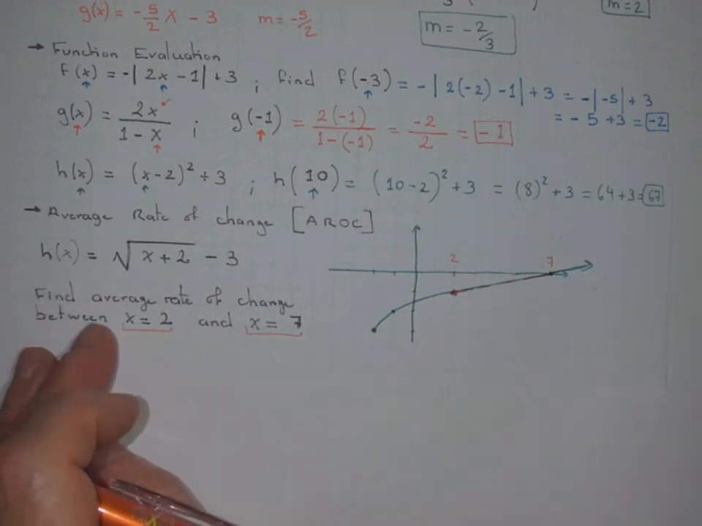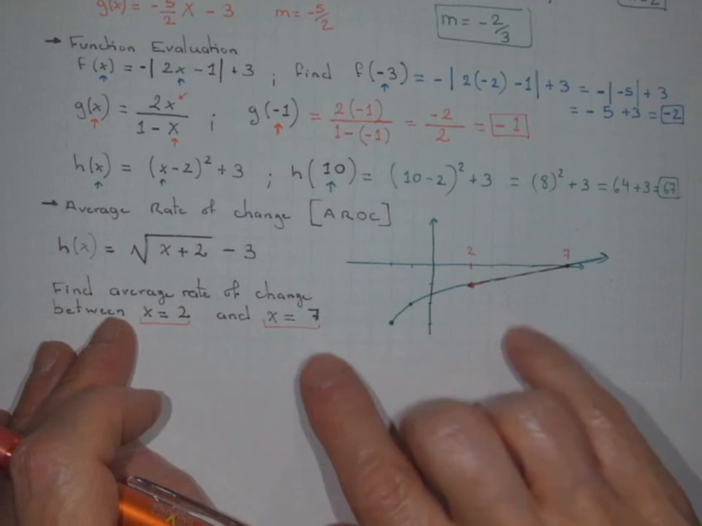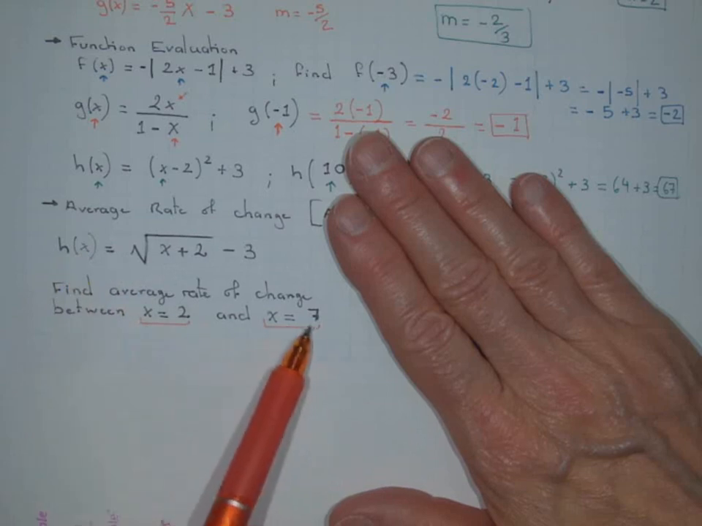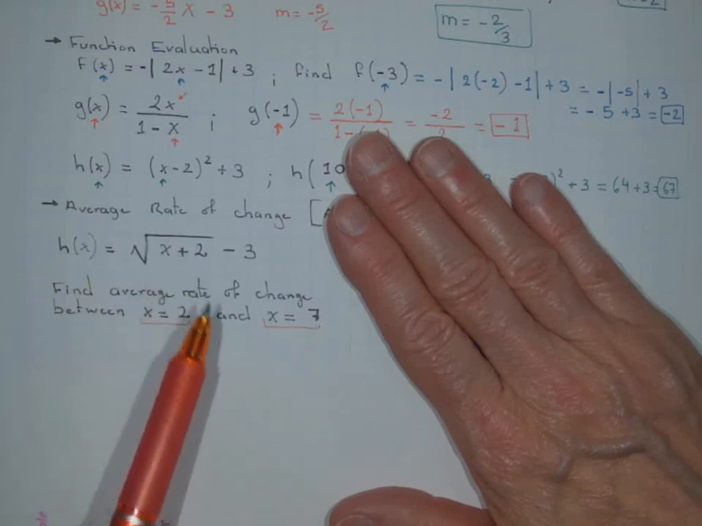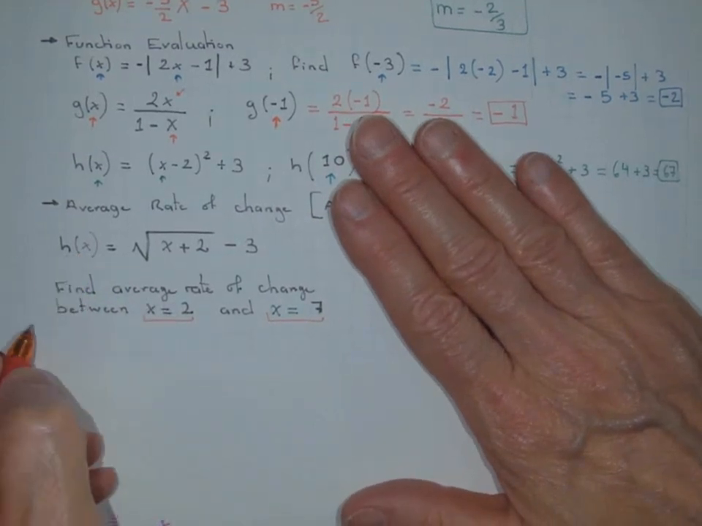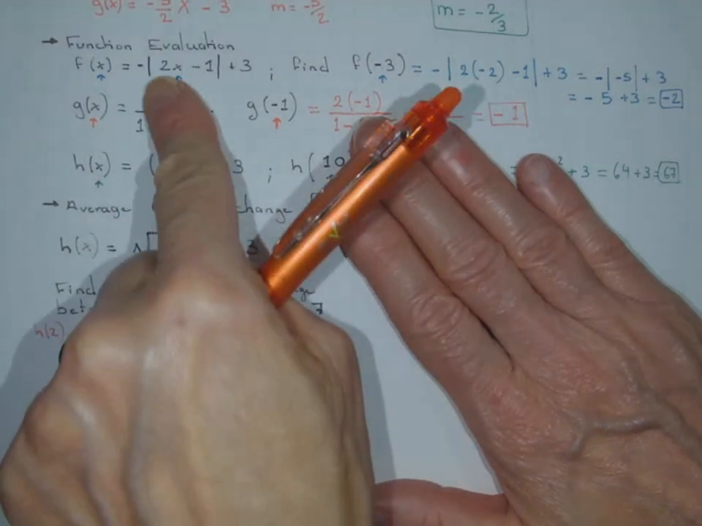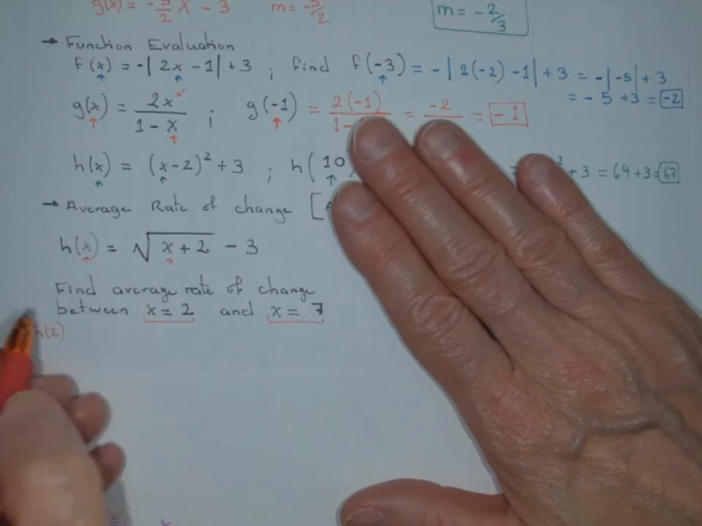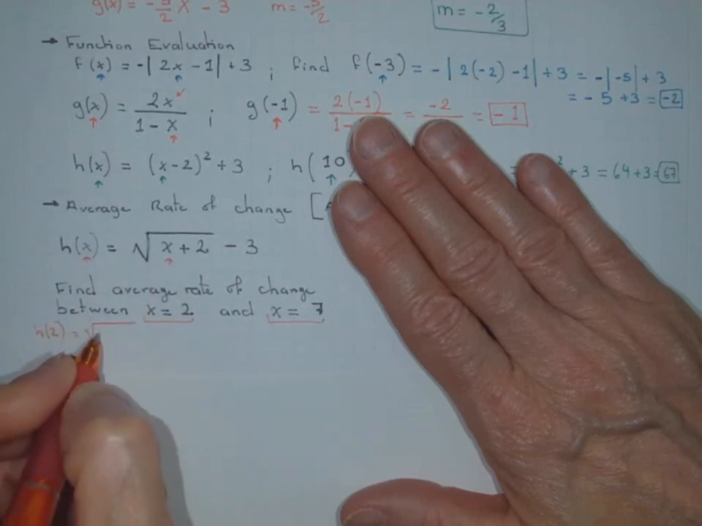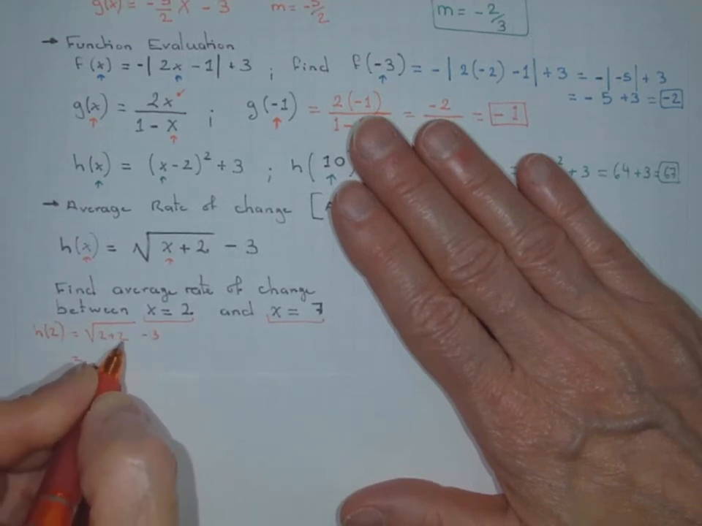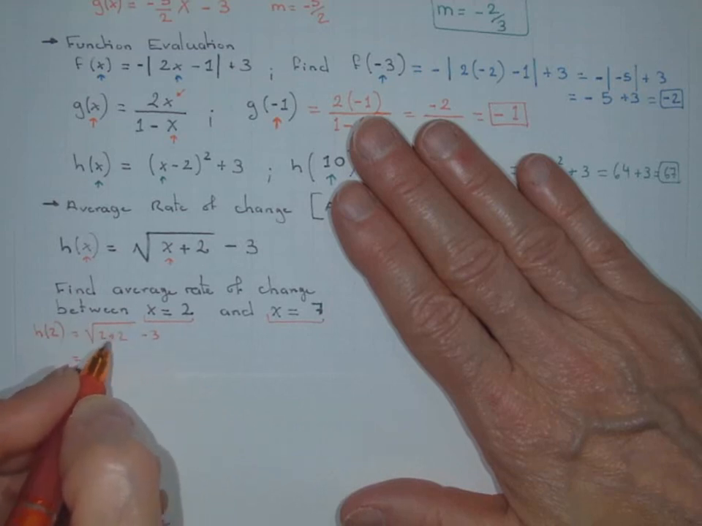Well, I have the graph here, so I could just read them from the graph. Or if I didn't have the graph, I would just evaluate my function at 2 and evaluate my function at 7 and then figure out what those y would be and do a slope formula. So let's imagine we don't have the graph, and let's do that. So I need to find h of 2 first. So just like we did above here, we are going to replace the x with a 2. So that will be the square root of 2 plus 2 and then a minus 3 in the back. And so h of 2 is equal to 2 plus 2 is 4, square root of 4 is 2, and 2 minus 3 is negative 1.